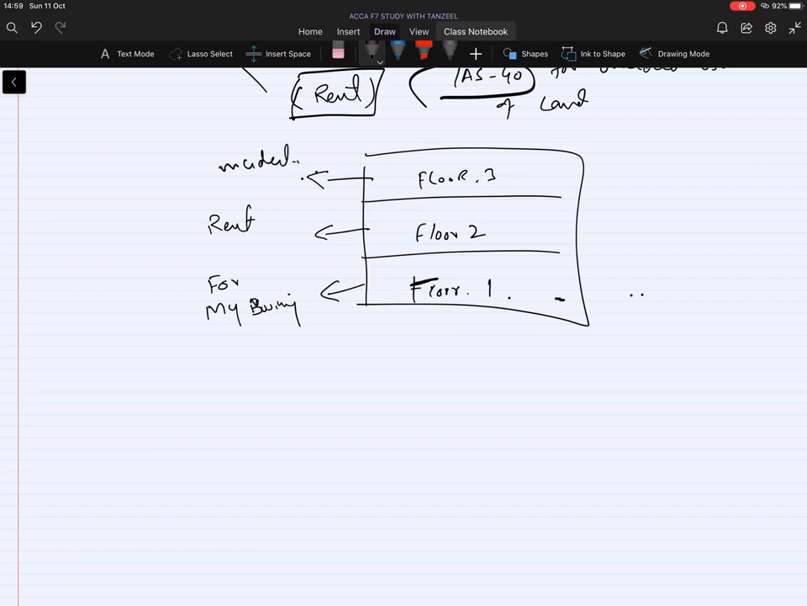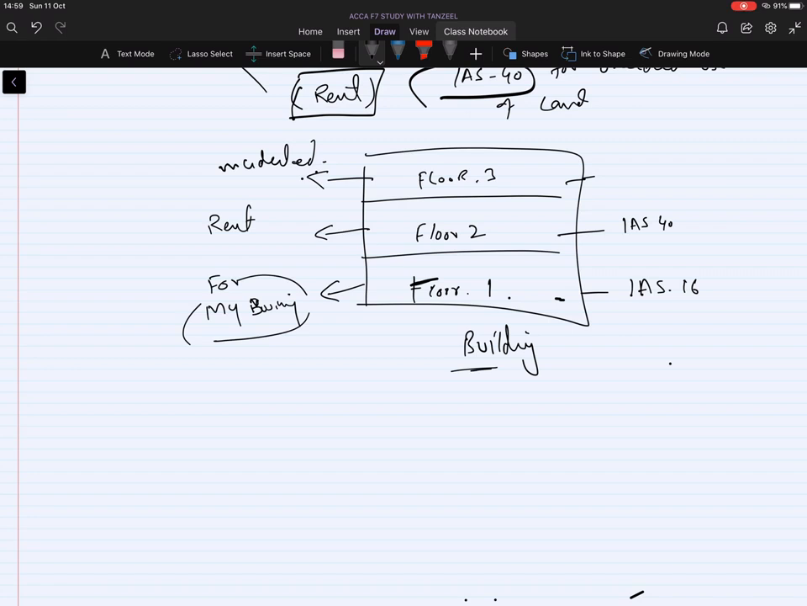Suppose, first example, I have a building, and on this building I have 3 floors. Floor 1 is with me for my own business, so IAS 16 individually. Floor 2 is rent money, so IAS 40, and floor 3 is undecided yet. So in this way, what standard are you going to use on this building? There is an exception here.